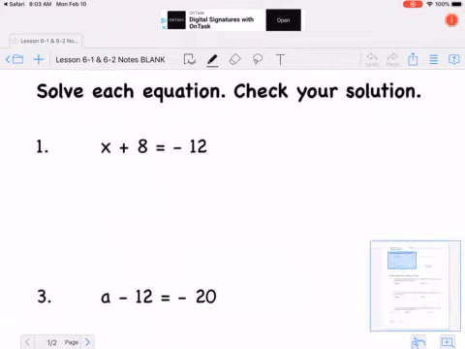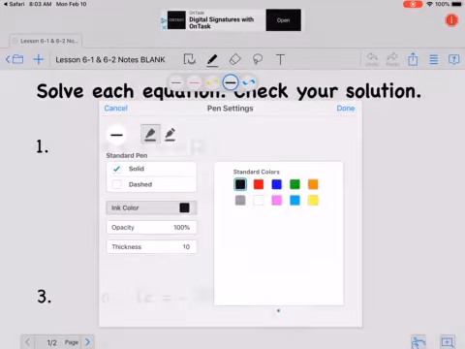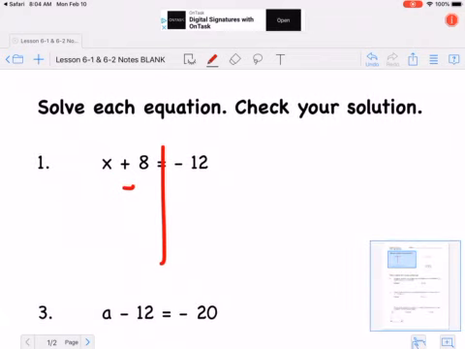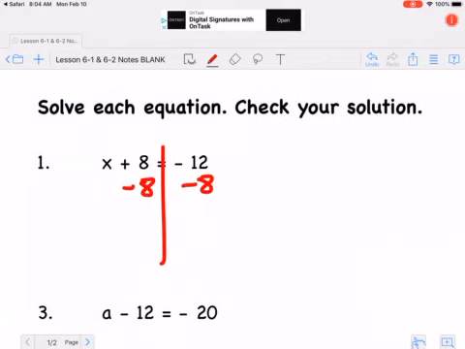So if we're looking at number 1, I'm going to change the color here. We're going to put our line down our equal sign. Now we see it says x plus 8 is equal to negative 12. The opposite of adding is subtracting. So I'm going to subtract 8 from both sides. My 8's cancel, and I'm left with x is equal to negative 20.